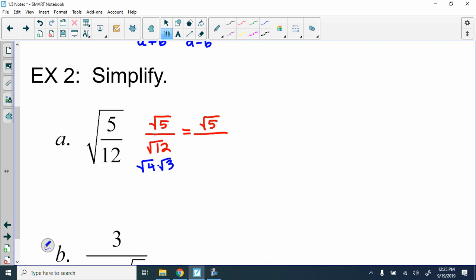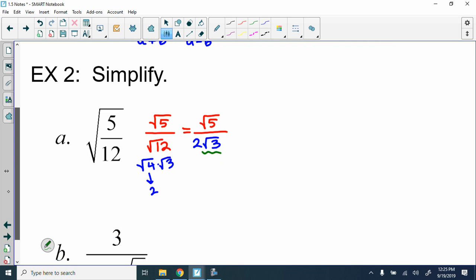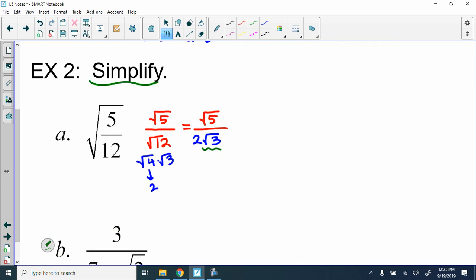So I'm going to go ahead and just break those apart. So we have radical 4 and radical 3. Well, radical 4 is the perfect square. It becomes 2. So we end up with 2 radical 3. However, this is not rationalized because our denominator still has a radical. So we go back up to our definition that eliminates radicals in our denominator. It is required if we say to simplify. So I no longer want to have radical 3 in our denominator.